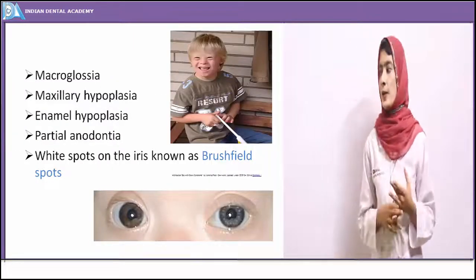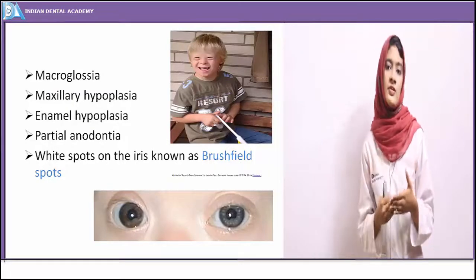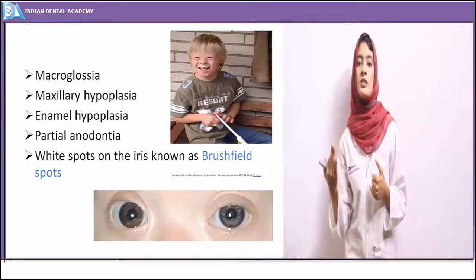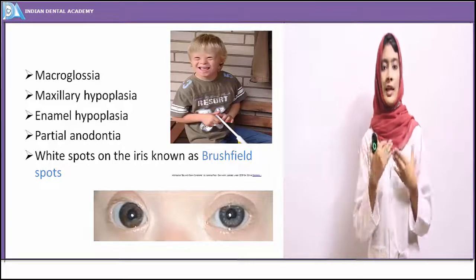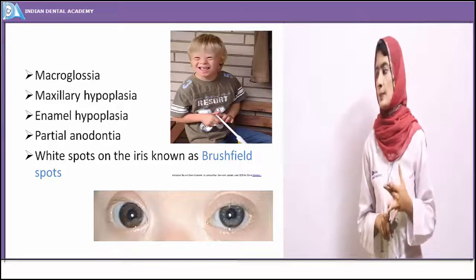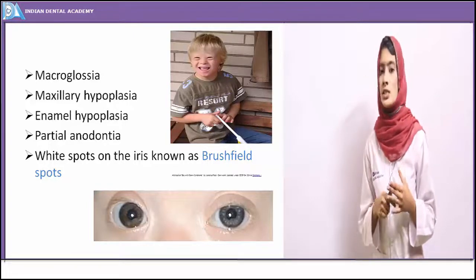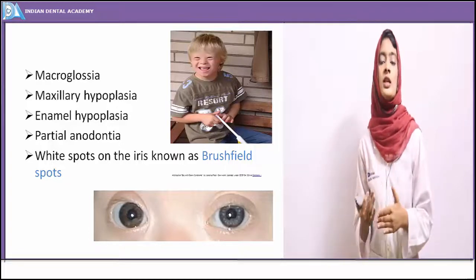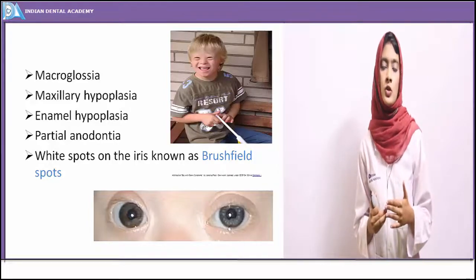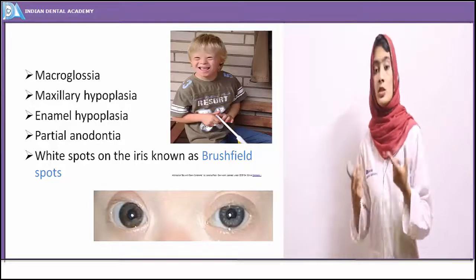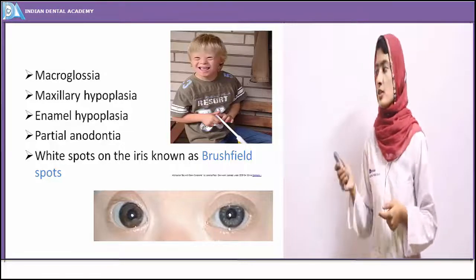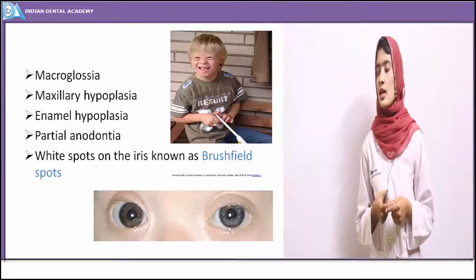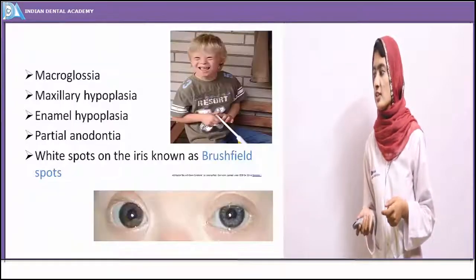And the maxilla is hypoplastic, and defects of teeth like enamel hypoplasia are seen. Associated with maxillary hypoplasia, relative prognathism of the mandible may be seen. So the face has a concave appearance. Partial anodontia, that is congenitally missing teeth, or delay or failure of eruption of teeth may be seen. The characteristic feature of Down syndrome is the presence of white spots in the areas. These are known as Brushfield spots.